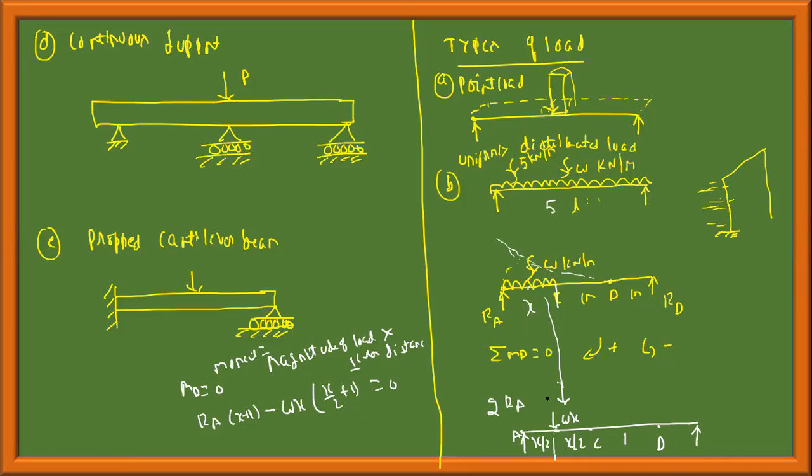The centroid is at the center of that part, so I have to take half of the distance from either end. So I'll be taking x by 2, x by 2. When I take the moment, it is the magnitude of load into the distance. The distance is x by 2 plus 1, where I'm taking the moment, this entire distance I want. Okay, this is about your uniformly distributed load.